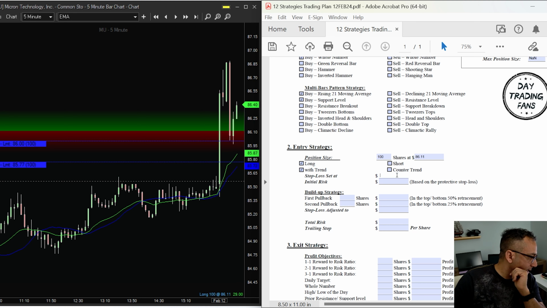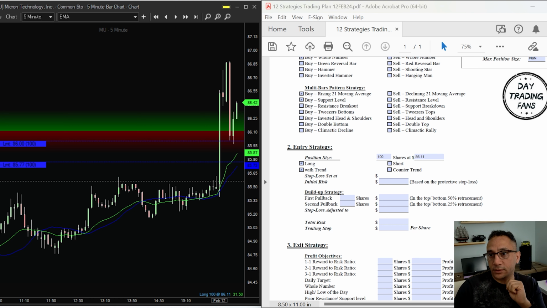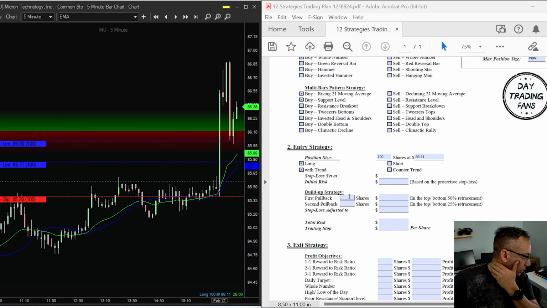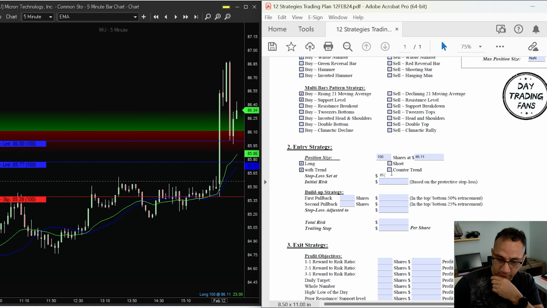Stop loss set at 85.39. Let's put the stop loss right now. Let's see how this one looks. Yep, right under the bar. You see that red marker, 85.39. So you go back to the sheet and you write stop loss at 85.39.